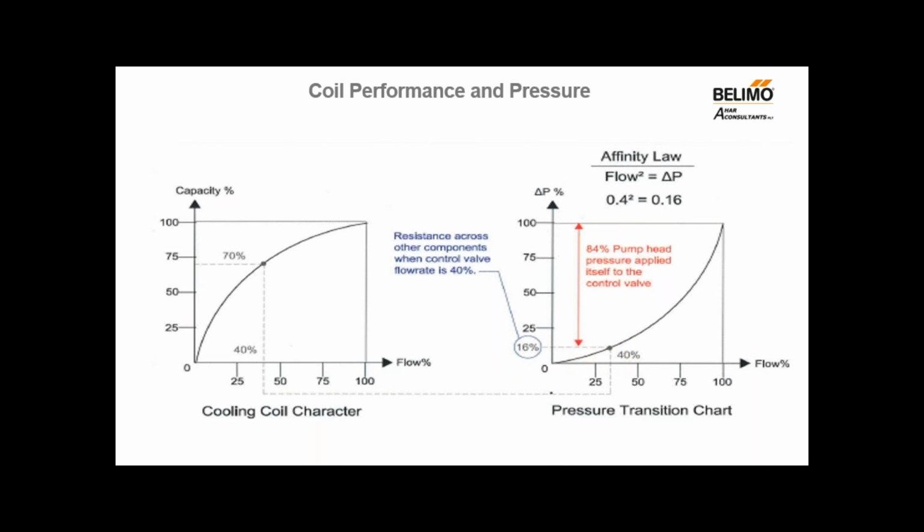Okay, so a small change in cooling load causes a large pressure transition to the control valve. Again, if the control valve is oversized, the control valve will be operating at low load condition most of the time, which means that the valve is taking most of the pressure differential. Therefore, the control valve must be able to handle this pressure differential adequately, especially when it is located near the pumping header.